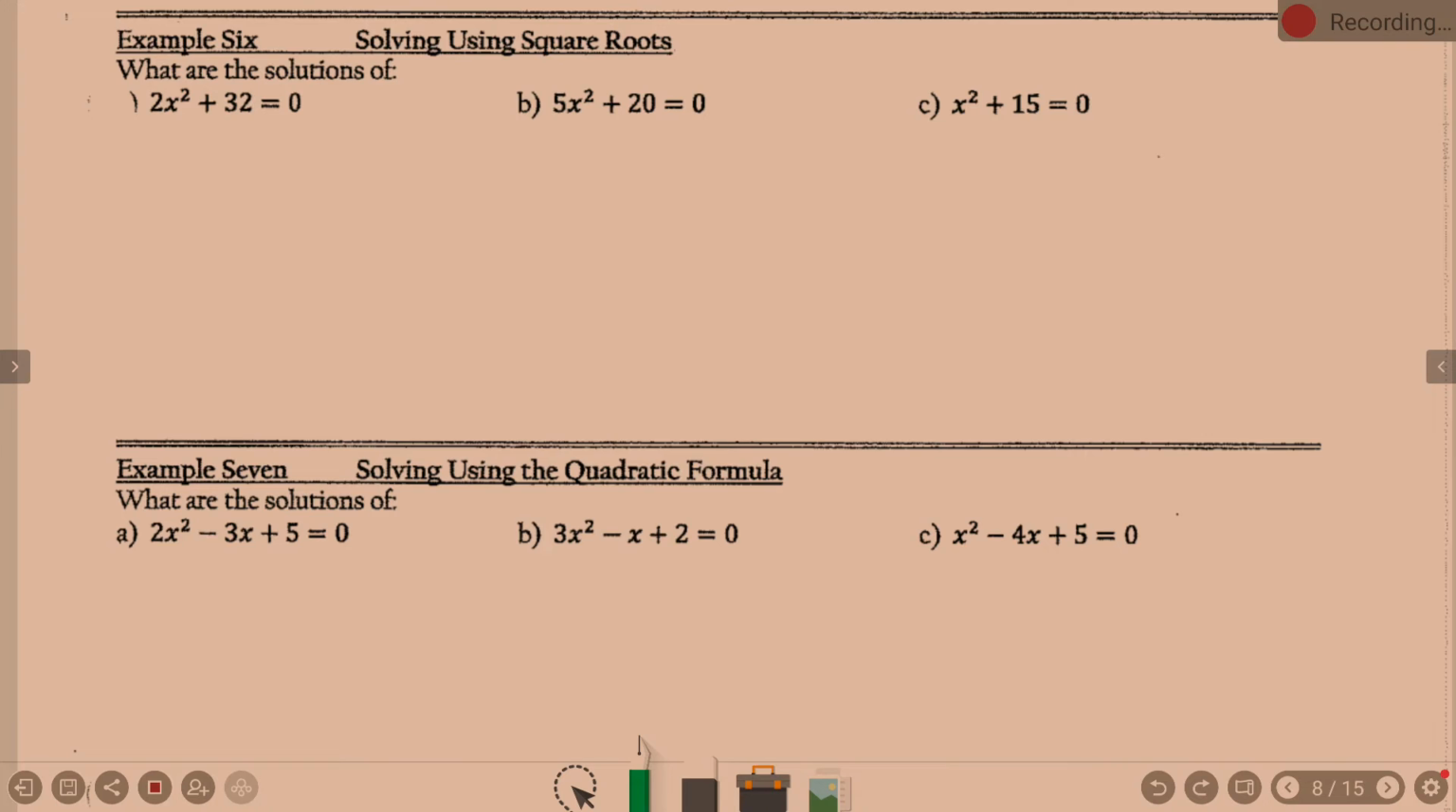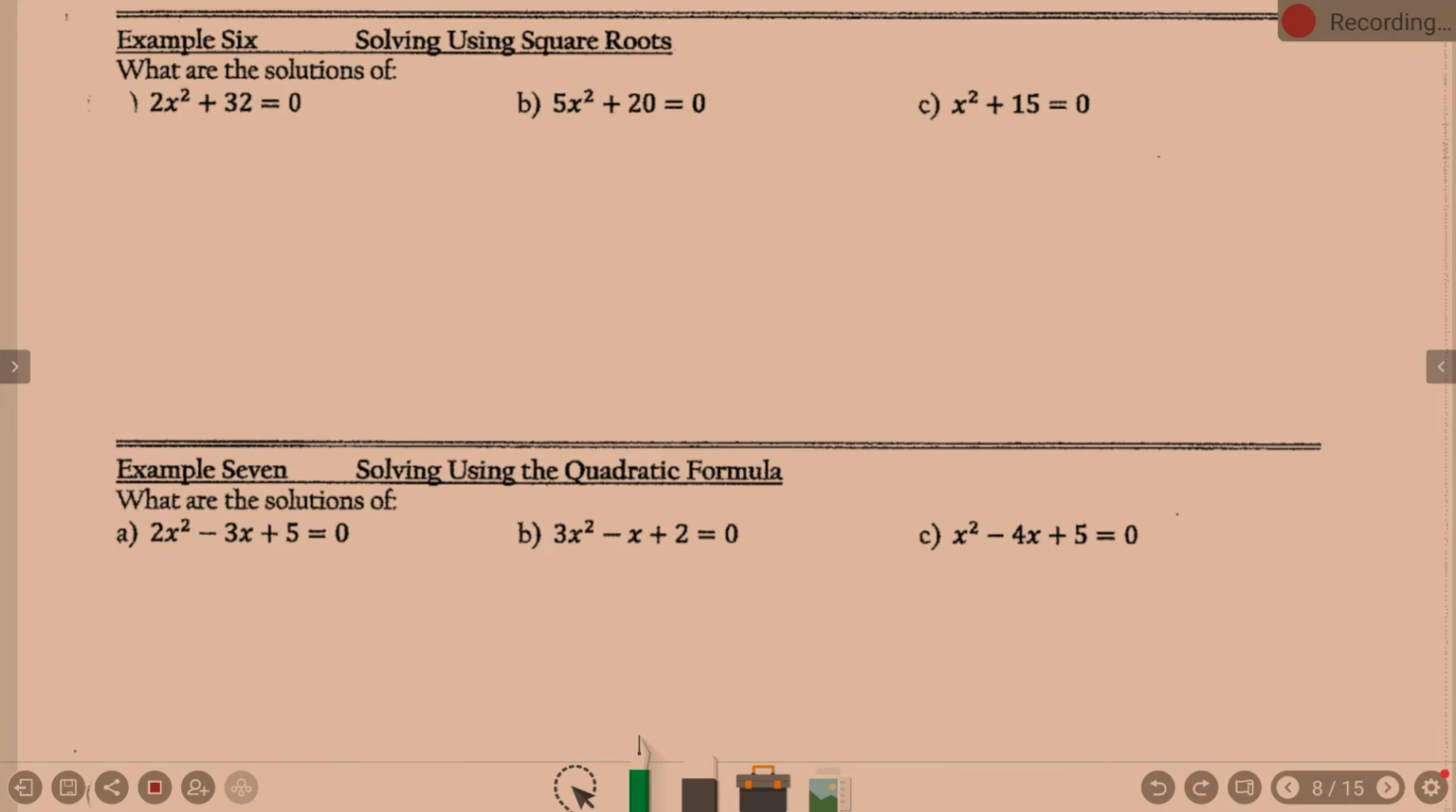You guys remember me teaching this? Solve to get x squared by itself. So if I have 2x squared plus 32, how do I get x squared by itself? First step is what? Listen to my question. You have to do the 2.